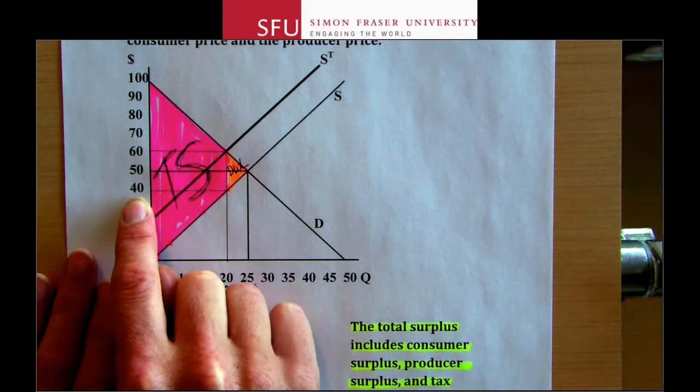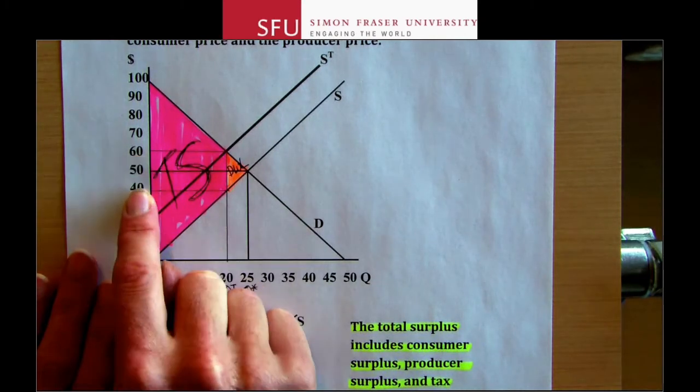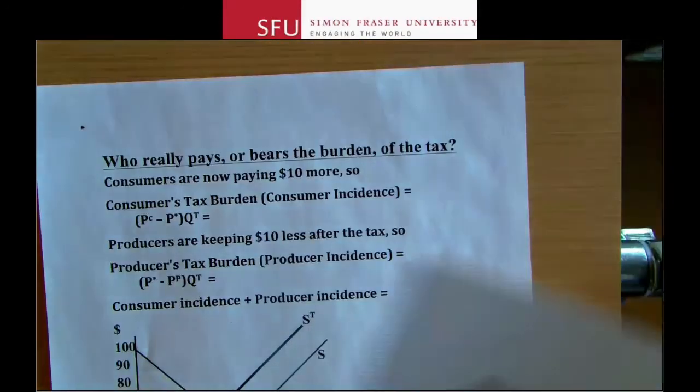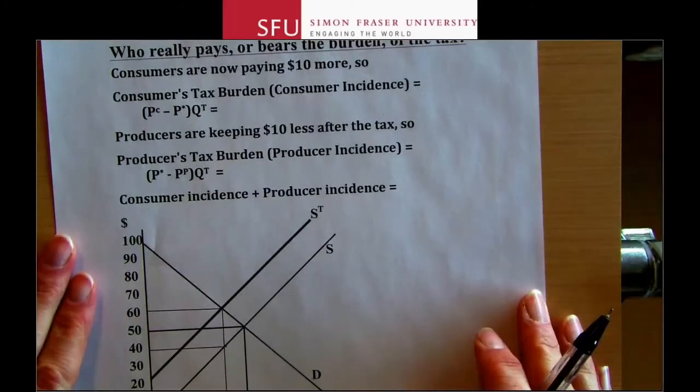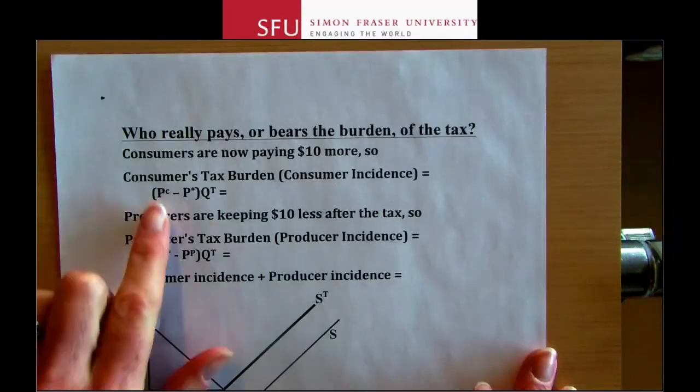In this example, it's equally divided. They each get a $10 difference. It's a $20 tax. But it doesn't have to be equal. Sometimes the consumers pay more, sometimes the producers pay more. We'll talk more about that in the following chapters after the midterm. Okay, so this is called the tax incidence.